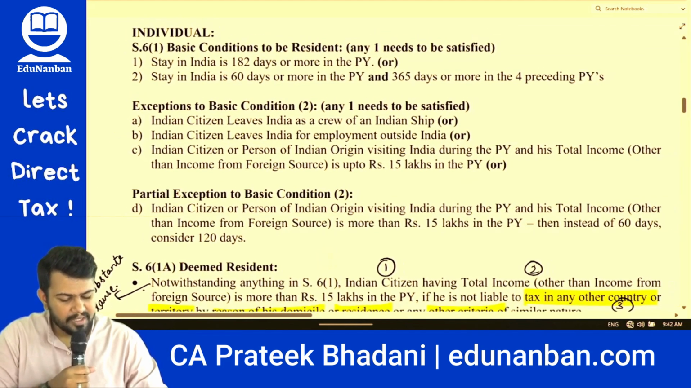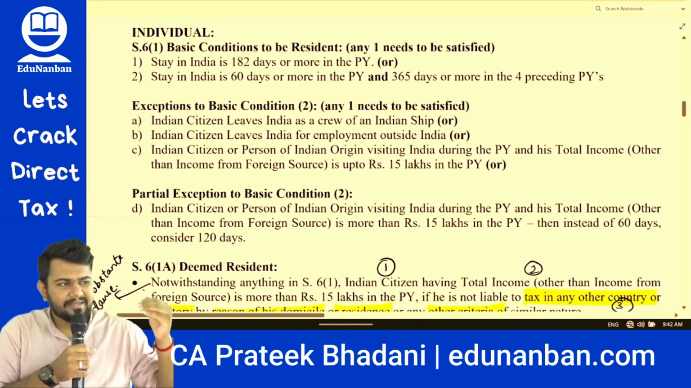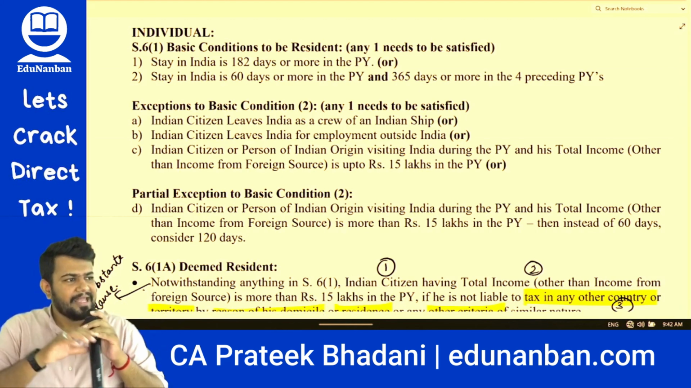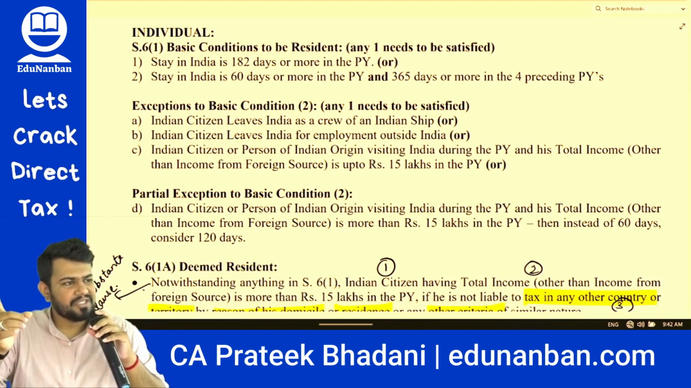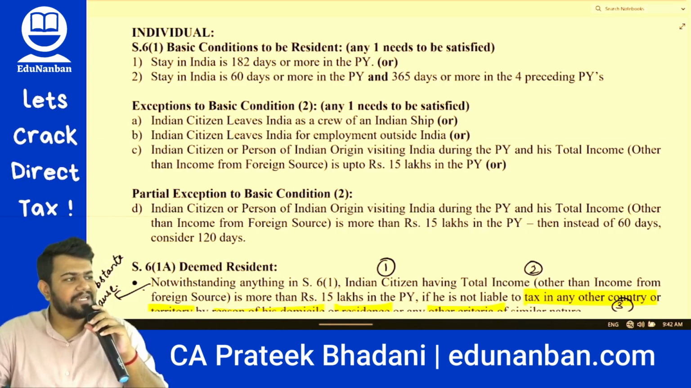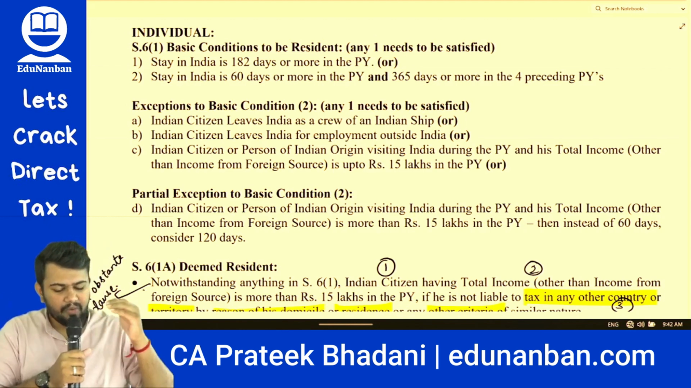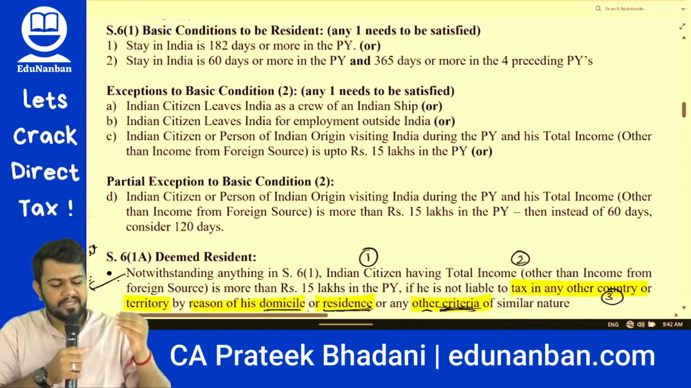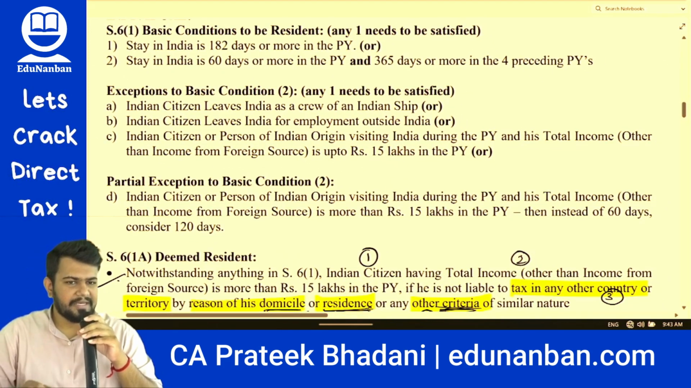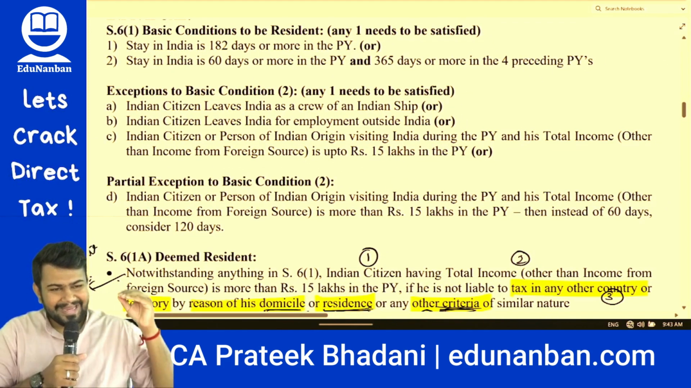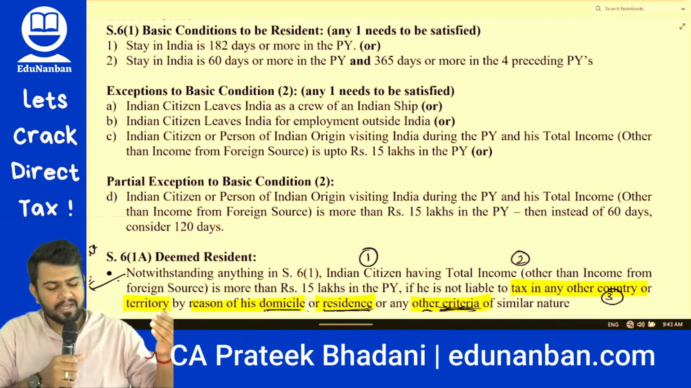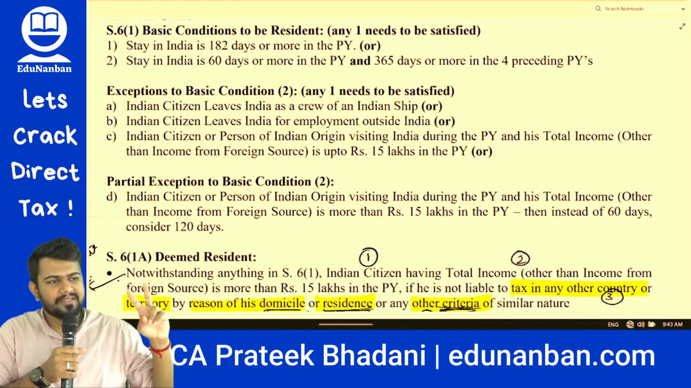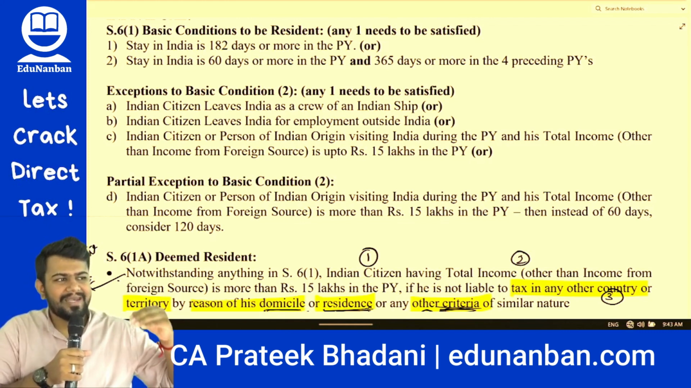Exception means what? Those who are covered under the exception need not see the second basic condition at all. If they satisfy the first basic condition, they are resident. If they don't satisfy, they are non-resident. Who are the exceptions? Number 1, Indian citizen who leaves India as a crew member of an Indian ship. Number 2, Indian citizen who leaves India for employment purpose outside India. So these two are the Indian citizens who are leaving India.